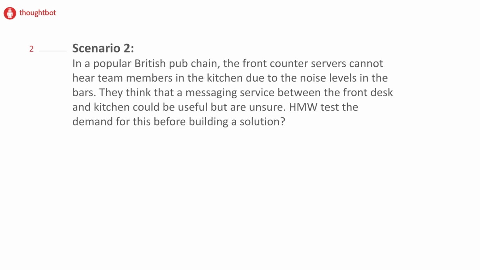So you can take multiple approaches to testing out this new flavored sandwich. In our second scenario, let's say hypothetically, a popular British pub chain is experiencing issues where the front counter servers can't hear team members in the kitchen due to the noise levels in the bars, and maybe they need to communicate, to let them know when a keg is empty or something like that. So they think that a messaging service between the front desk and the kitchen could be useful, but they're unsure if it would be used. So how might we test the demand for this before building a solution?